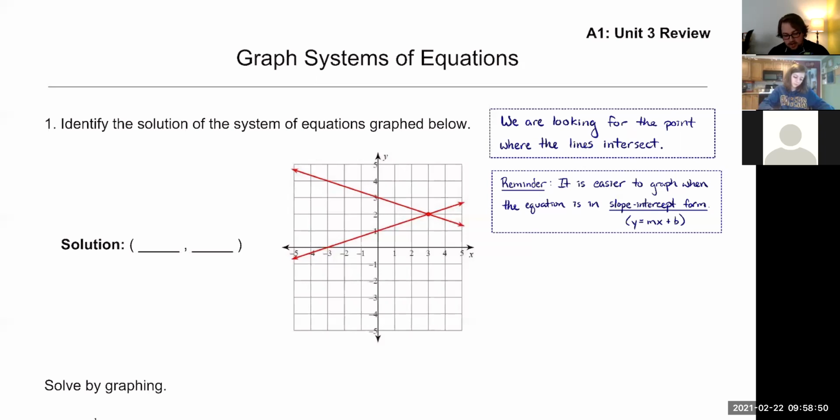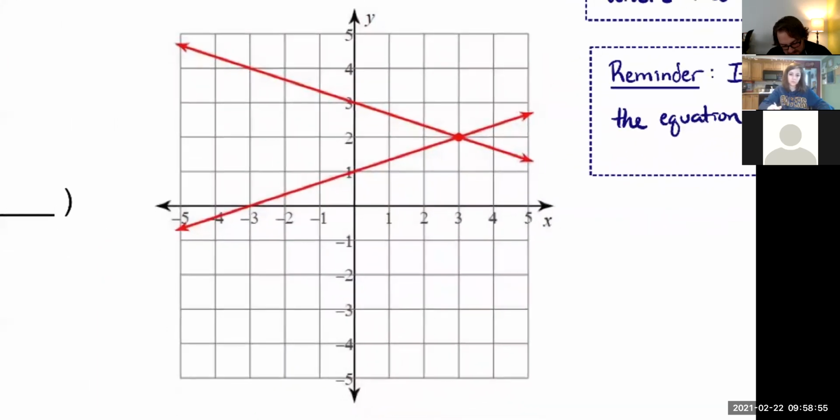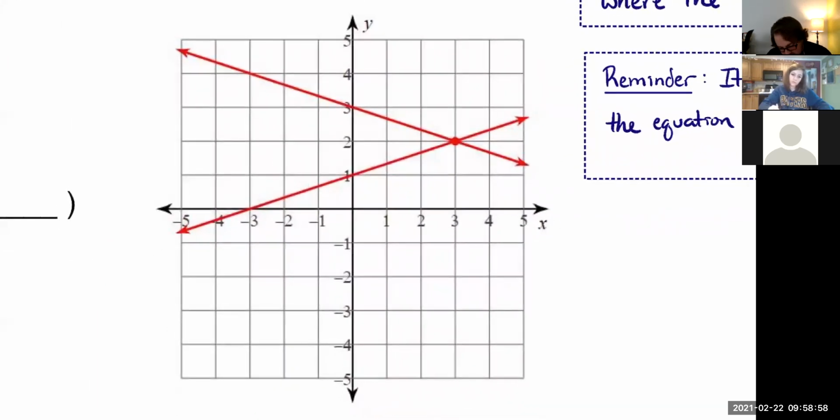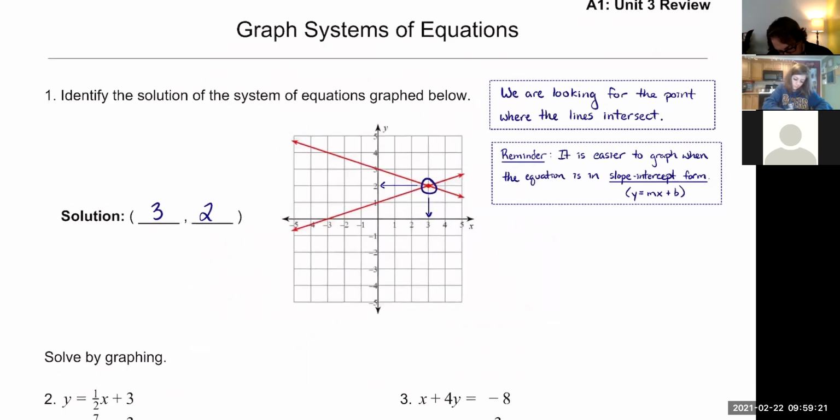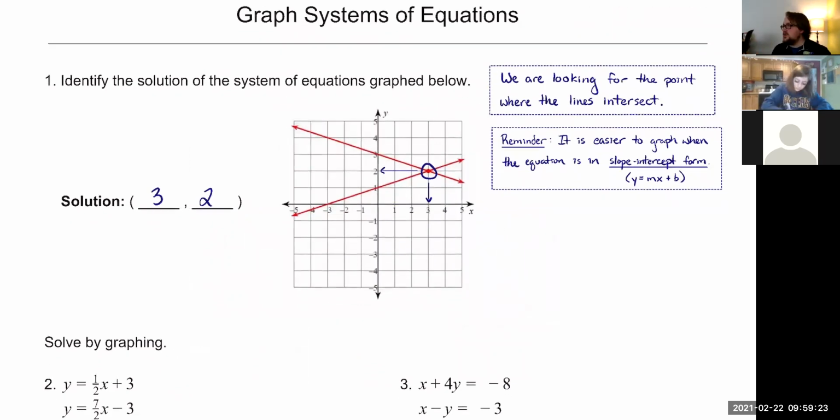3, 3. Close. Well, actually, that's all right. I'm zoomed out a lot. Miranda's got it in the chat. 3, 2. So we're looking for that exact point there. Don't forget though, the x coordinate always comes before the y coordinate. So that one is located at 3, 2. So not really any work to do there other than spot the point where they crossed and then identify that based off of its coordinates.